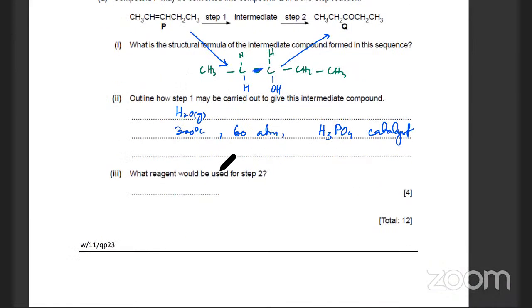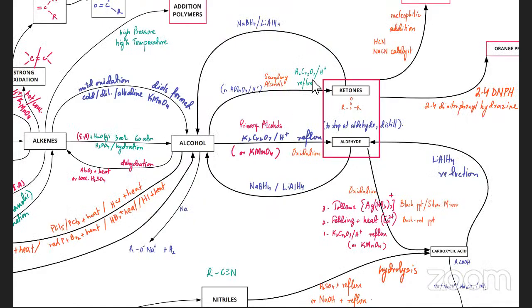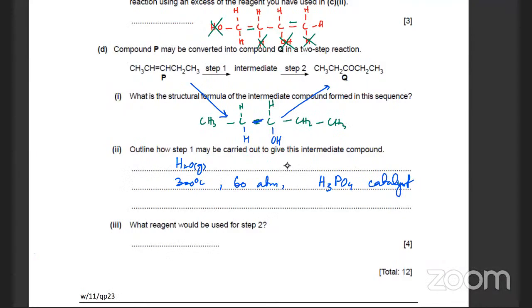Okay, what reagent would be used for step number 2? That's oxidation. You have to turn the alcohol into a ketone. So KMnO4 or K2Cr2O7, preferably K2Cr2O7, acidified, and reflux. They're just asking for the reagent, but I'll write the conditions as well in this case.